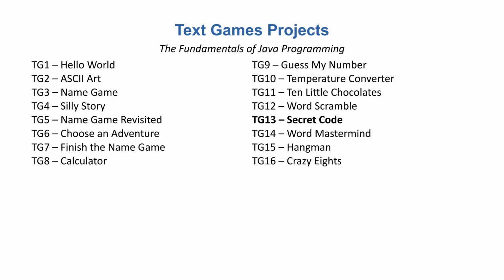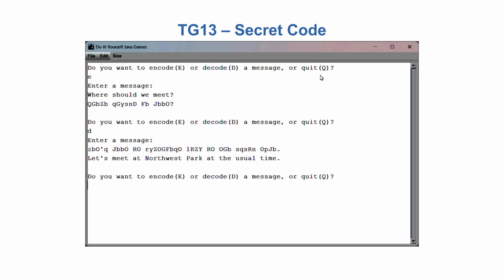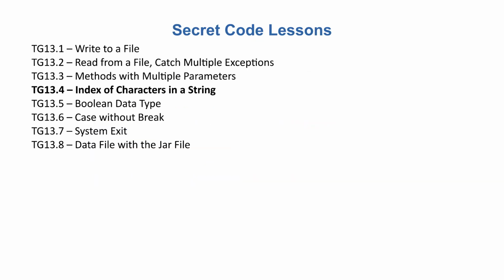This series has 16 projects. Each project assumes you already have the skills taught in the previous projects. Unless you have other Java programming experience, I recommend that you do all the previous projects in this series before starting this project. A link to the entire Text Games playlist is provided in the description below. We're currently working on the 13th project, TG13, Secret Code. The Secret Code program lets you create secret messages to share with your friends like this. This is lesson TG13.4, where you'll learn to get the index of a character of a string.